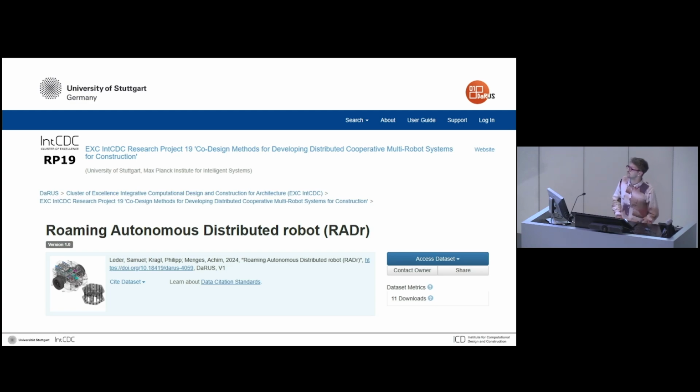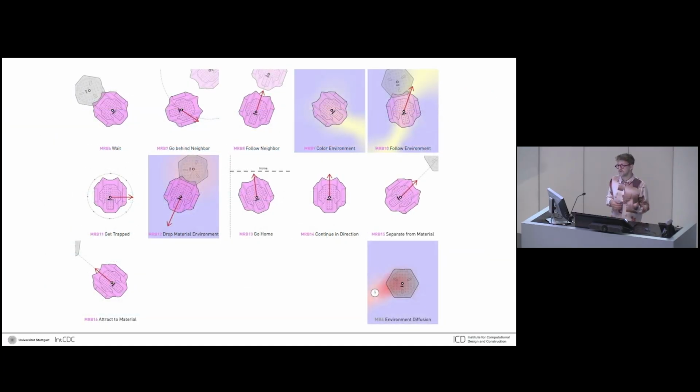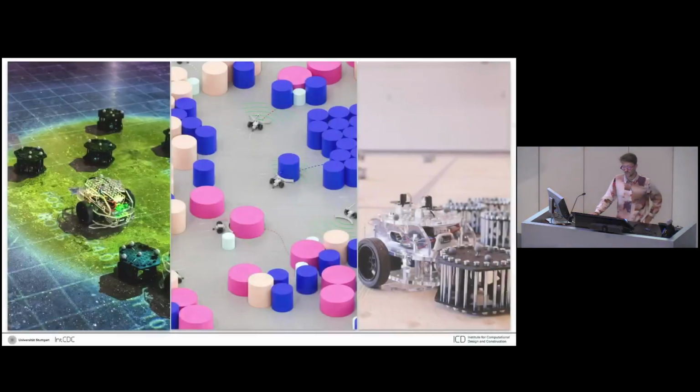And after the workshop, we actually open sourced all of the stuff, so the robot and the agent model on Daros, which is the database from the University of Stuttgart, so it's available. And we've been slowly adding more of the behaviors that the students created in that workshop and also in the workshops that were to follow.